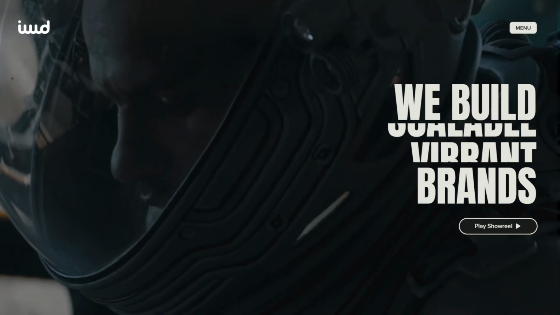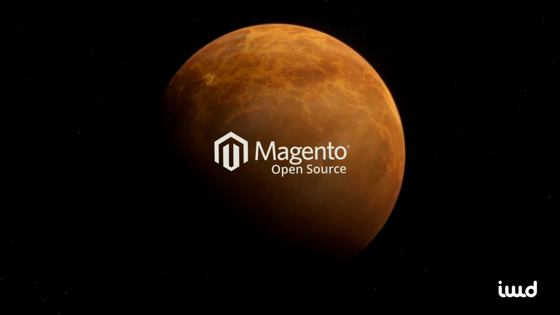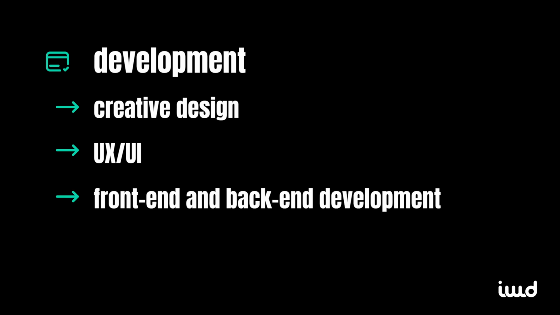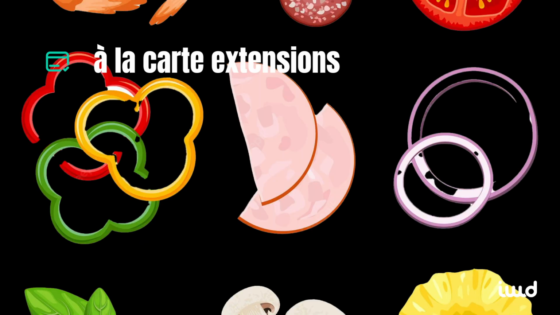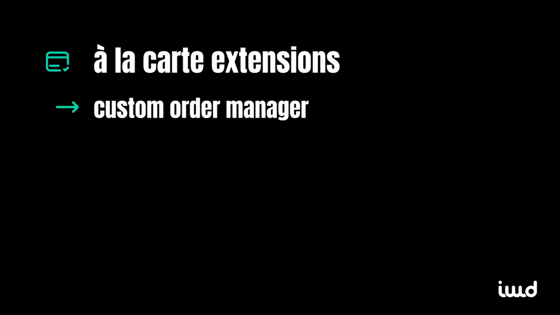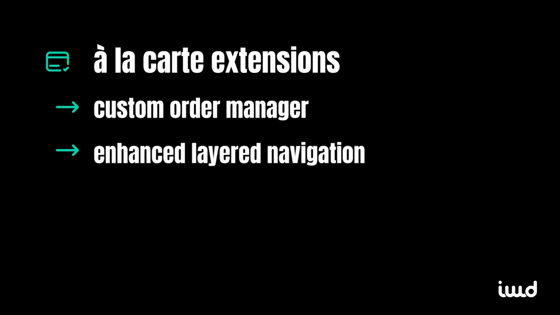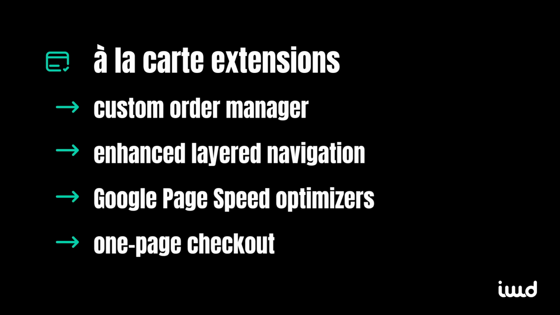To embark on your Magento journey, there are three initial investments you should consider. The cost of developing and launching your website. This encompasses creative design, UX UI, front-end and back-end development, quality assurance, and ultimately going live. The price of a la carte extensions. What toppings do you want on your pizza? These extensions could include a custom order manager, enhanced layered navigation, Google Page Speed optimizers, a one-page checkout, or other customizations to elevate your store.